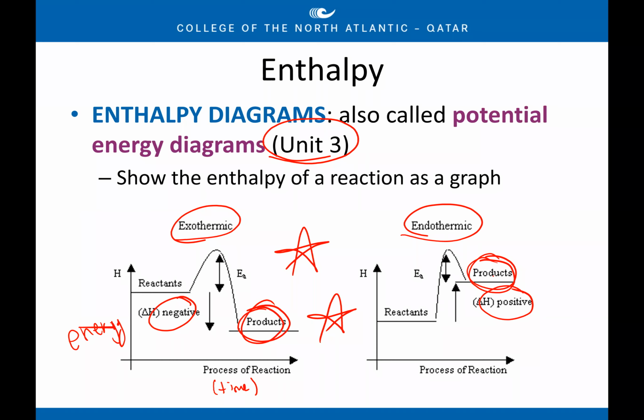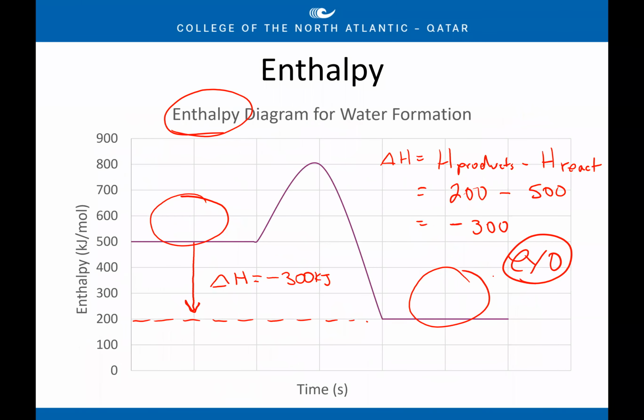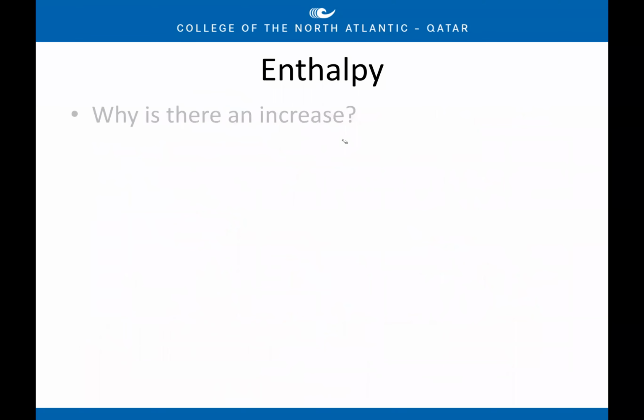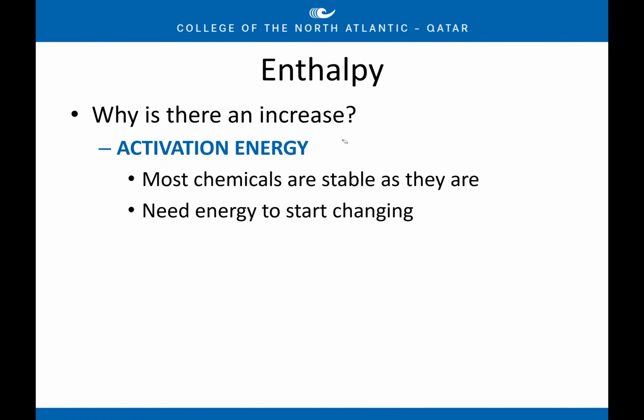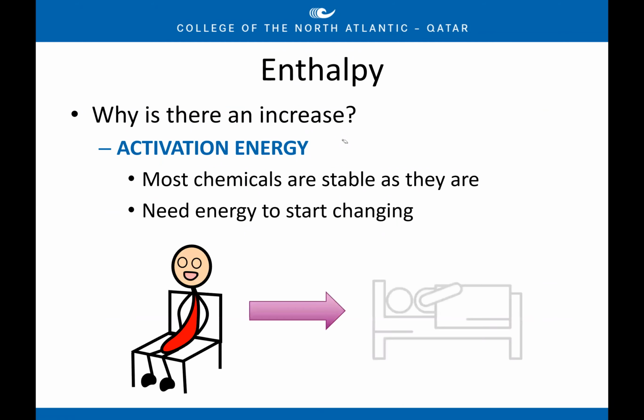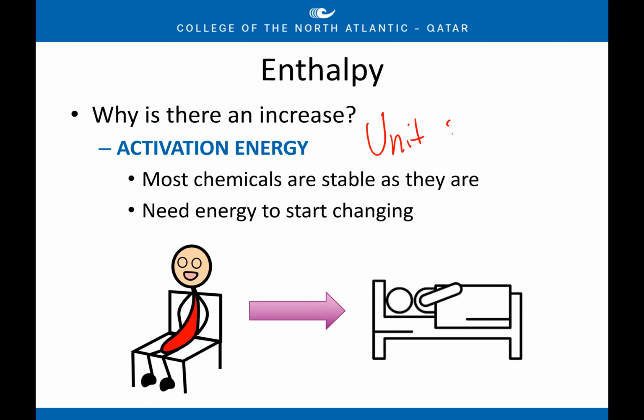So exothermic versus endothermic. Some of you guys might be wondering what is up with this. Why is there a lump in the middle? We're going to talk more about that in Unit 3, but I will give you a little answer to that. It's called the activation energy. Just to give you some information, that lump is the energy it takes to make the reaction actually happen.